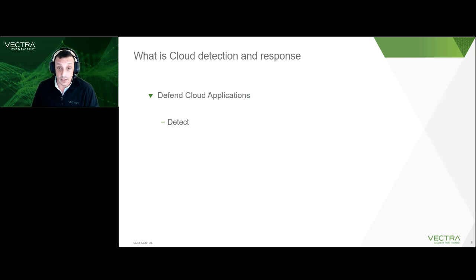We then have investigate. This area will review the activities or actions that have been observed within the detections and events. And finally, respond. Once we have investigated detections and events that have been alerted to us, this is the action we will take mitigating the activity that has been observed.